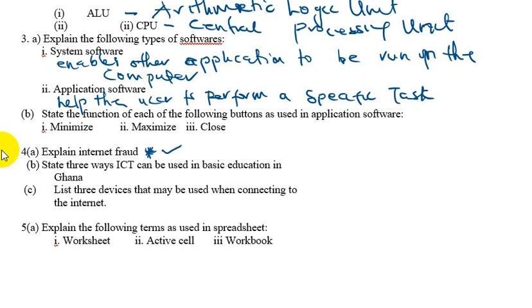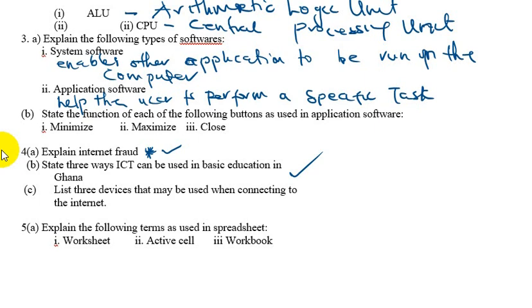Now the 4B says that we should state three ways ICT can be used in education in Ghana. Now we have a lot of them. Now how can it be used? It can be used in teaching. It can be used in search for information. It can be used to communicate with friends. It can be used to share ideas with peers and also teachers. It can be used to build vocabulary in English. It can be used for a lot of things. Okay, so any one of these can also be an answer.